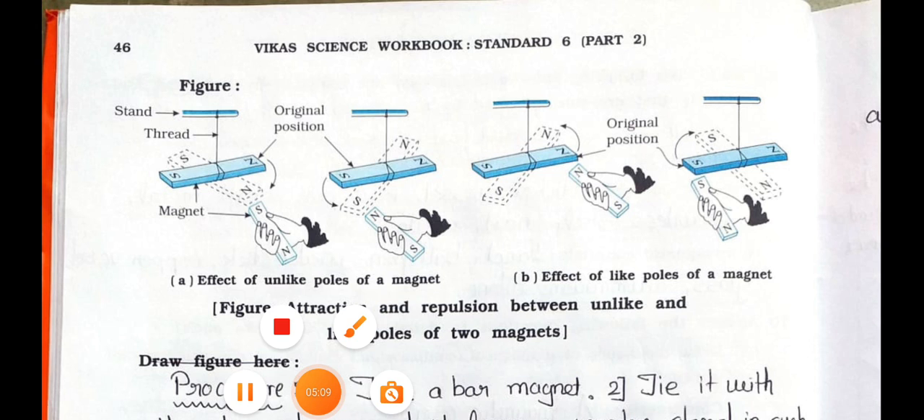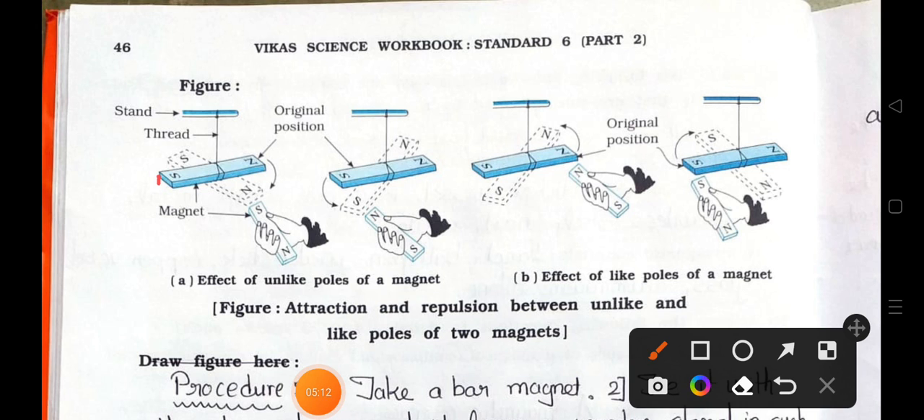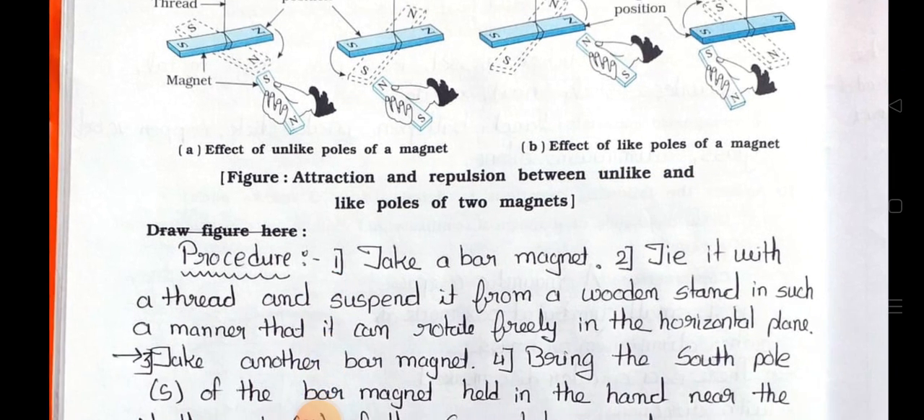See, here are the north and south poles of the magnet. If the south pole is brought near, then it rotates. Then comes north, and north in this direction. Here north and north, so it again rotates. Effect of unlike poles of a magnet, effect of like poles of the magnet. Like means north and north, and unlike poles means south and north. That's the unlike poles. Now see the procedure.